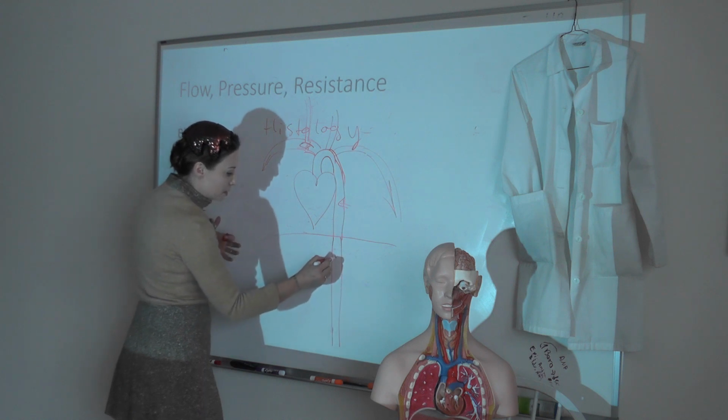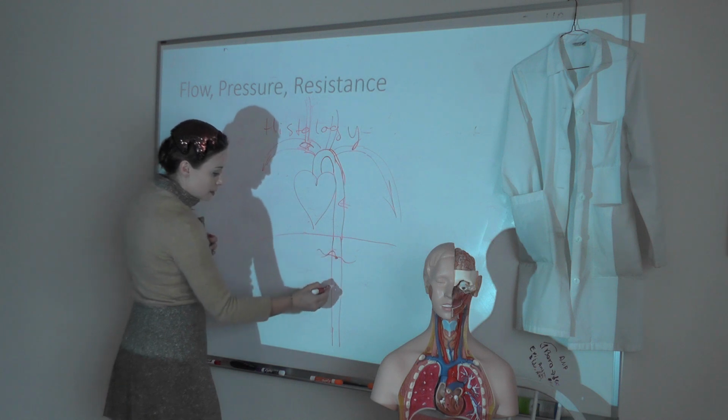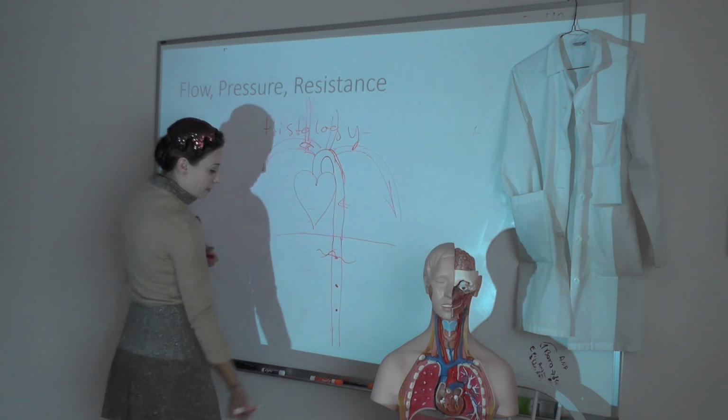And you need to know some branches. You need to know the celiac trunk. What does it branch into? Who does it serve? You need to know the superior mesenteric artery. You need to know the inferior mesenteric artery.